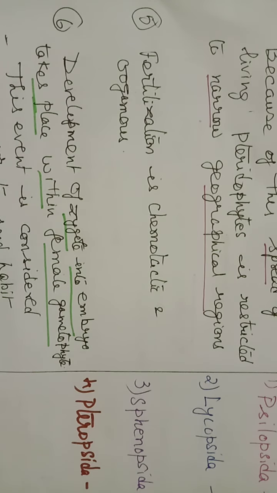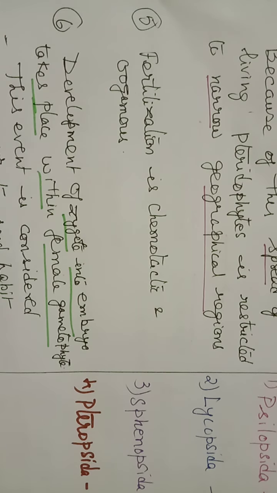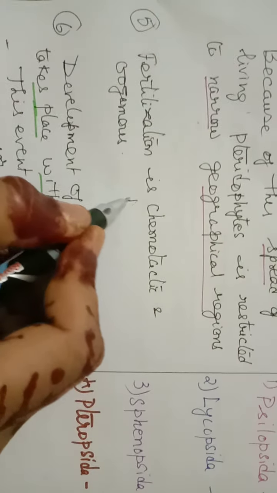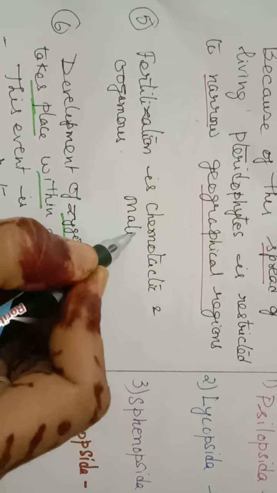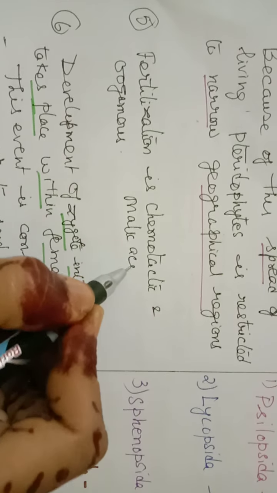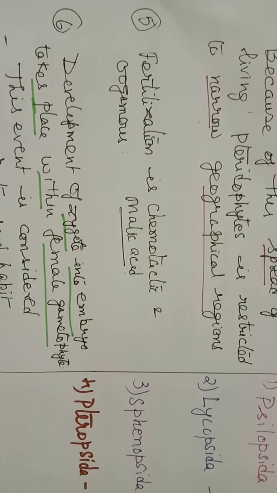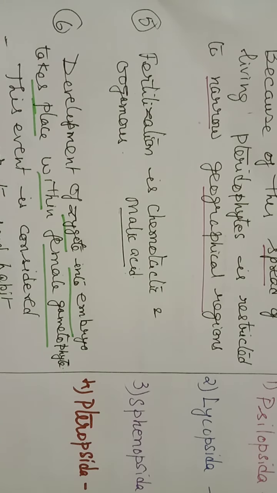Chemotactic, we discussed earlier in bryophytes. It takes place with the help of the sugars which are formed at the tip of the archegonium. Here also it is chemotactic. At the tip of the archegonium in pteridophytes, malic acid is formed. So it is taking place with the help of chemicals, so we call it chemotactic and oogamous.